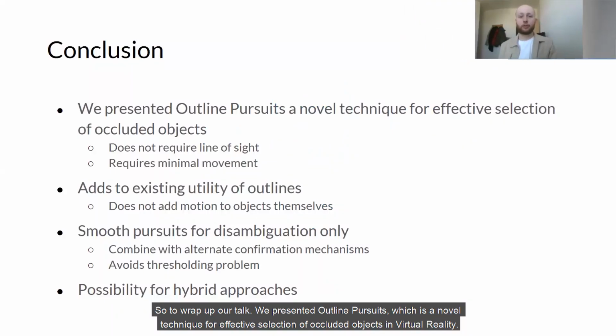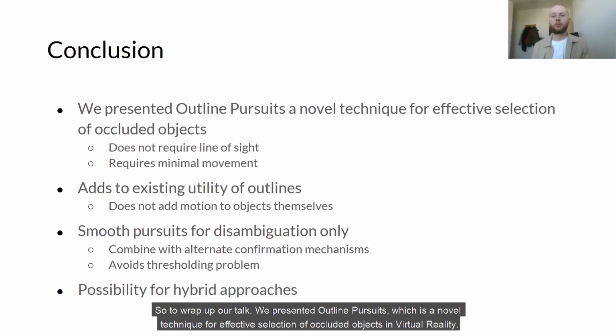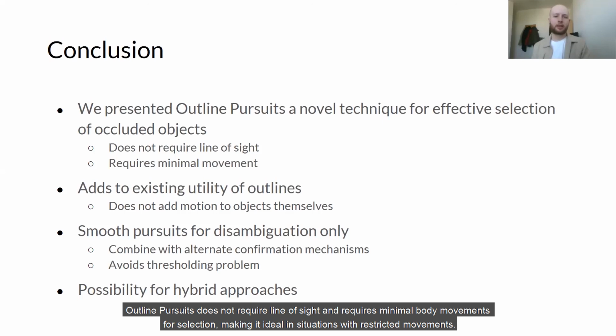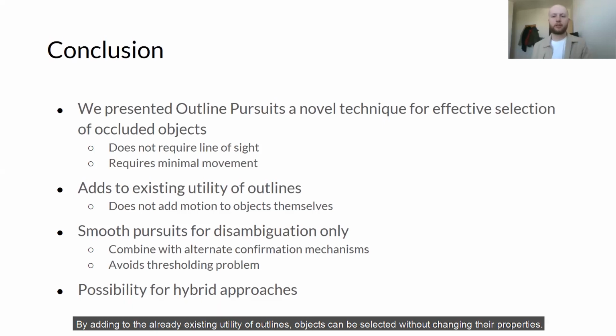So to wrap up our talk, we presented OutlinePursuits, which is a novel technique for effective selection of occluded objects in virtual reality. OutlinePursuits does not require line of sight and requires minimal body movements for selection, making it ideal in situations with restricted movements. By adding to the already existing utility of outlines, objects can be selected without changing their properties.